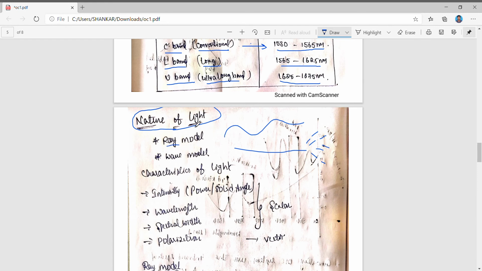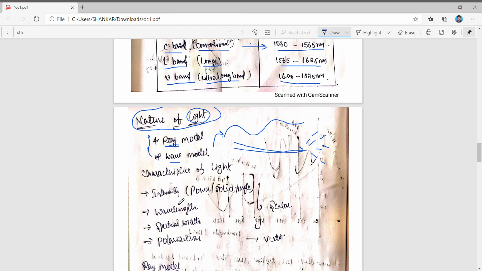Here, whatever data or information we transmit is in terms of a light signal or optical signal. There are different models, and we take the better ones. One model is the ray model and another is the wave model. The optical signal is transmitted in terms of rays or waves. This is the wave, and the rays we represent as rays here.